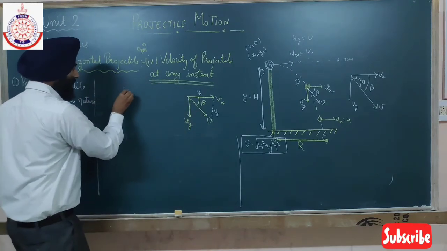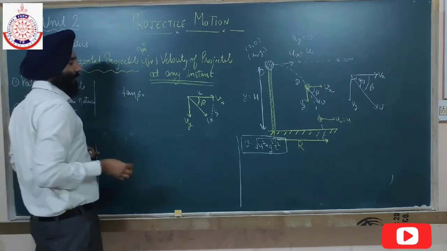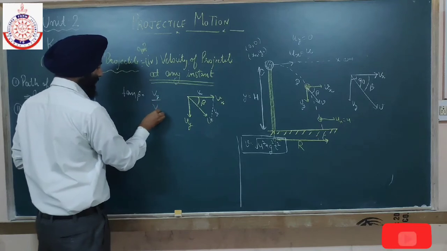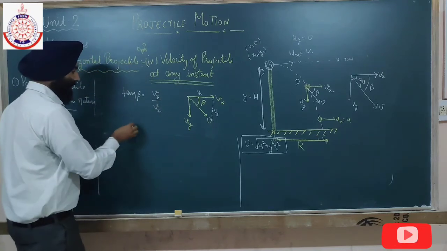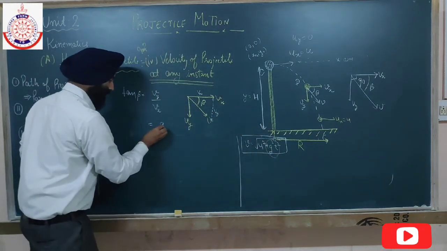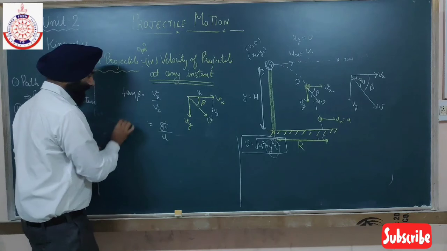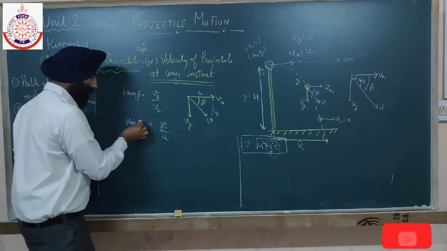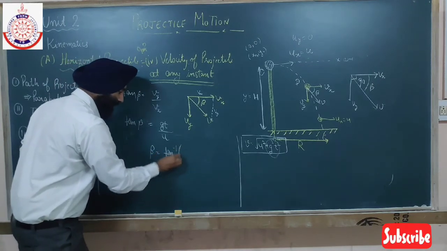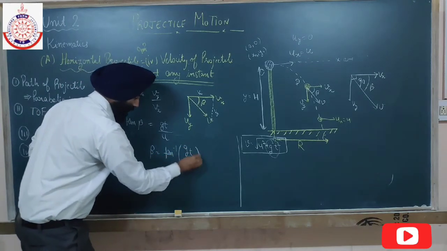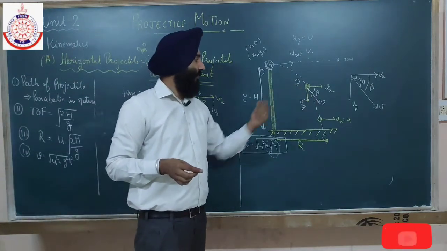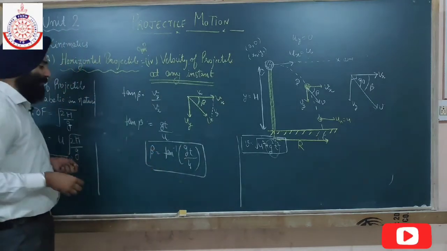Now we know the perpendicular and we know the base, so we have to find the value of beta using simple tangent angle, that tan beta is equal to perpendicular upon base. Perpendicular is vy, base is vx. We know the value of vy is gt, and the value of vx is u. It means tan beta is equal to gt upon u, and beta is equal to tan inverse gt upon u. So in this way we have to find out the direction of our body, in the direction of v.